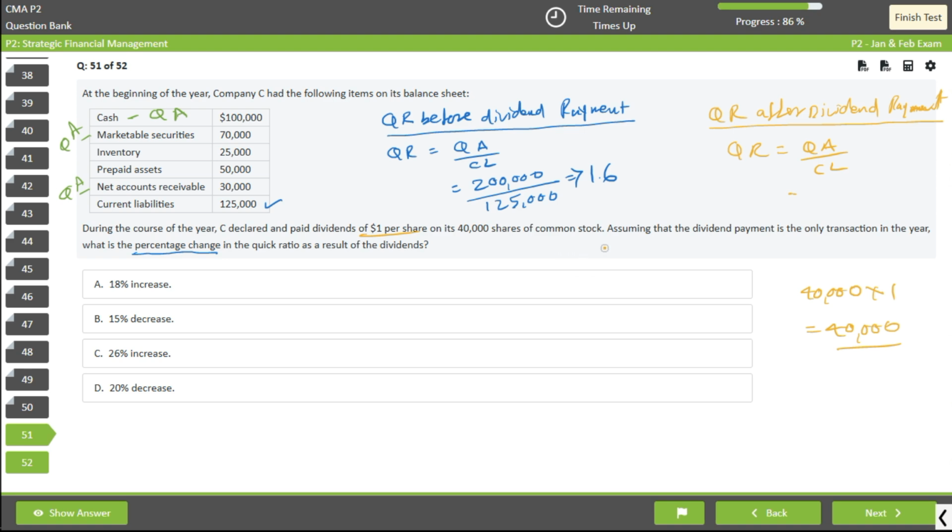So when you pay the dividend, what entry do you pass? The entry that is debited in the books of accounts is dividends payable. Dividends payable account debit to cash by 40,000 because you're paying 40,000. So this happens, the cash is decreasing. This means your quick assets will decrease by 40,000 and your current liabilities will also decrease by 40,000 because you are paying, right?